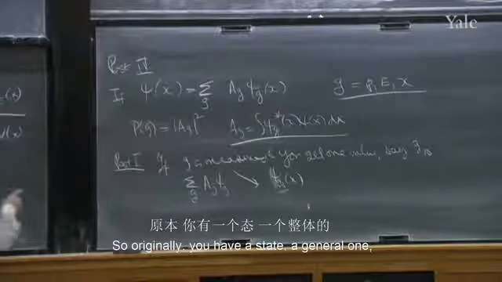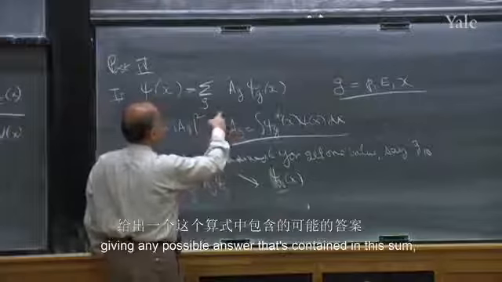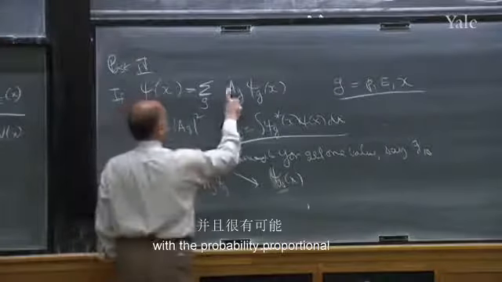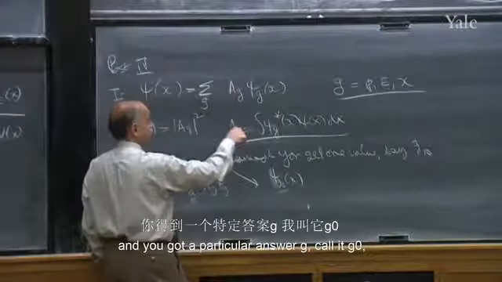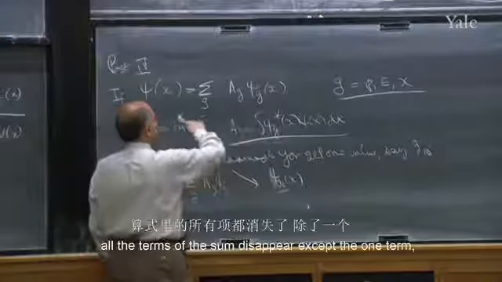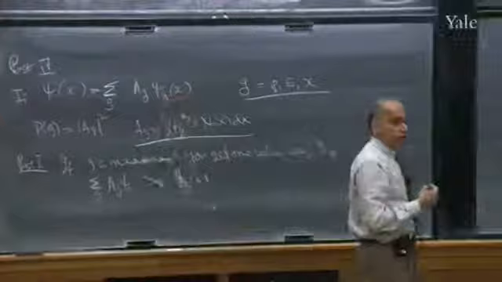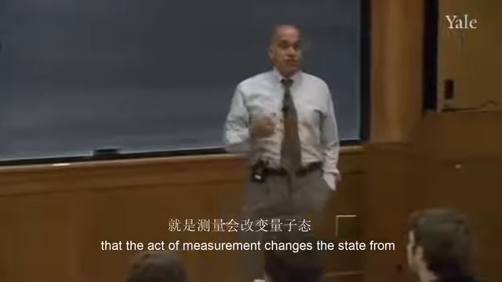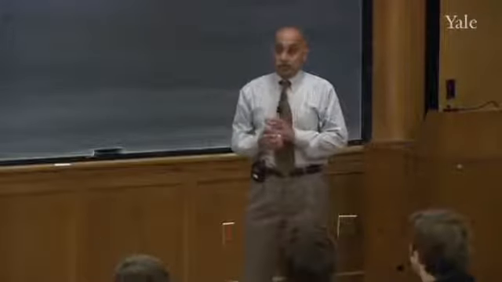So originally, you have a state, a general one, which is potentially capable of giving any possible answer that's contained in this sum, with the probability proportional to the square of the coefficient. But once you made a measurement and you got a particular answer g, call it g naught, all the terms in the sum disappear except the one term corresponding to the one answer you got. That's a new property of quantum mechanics, that the act of measurement changes the state from being able to do many things to being able to do one thing.